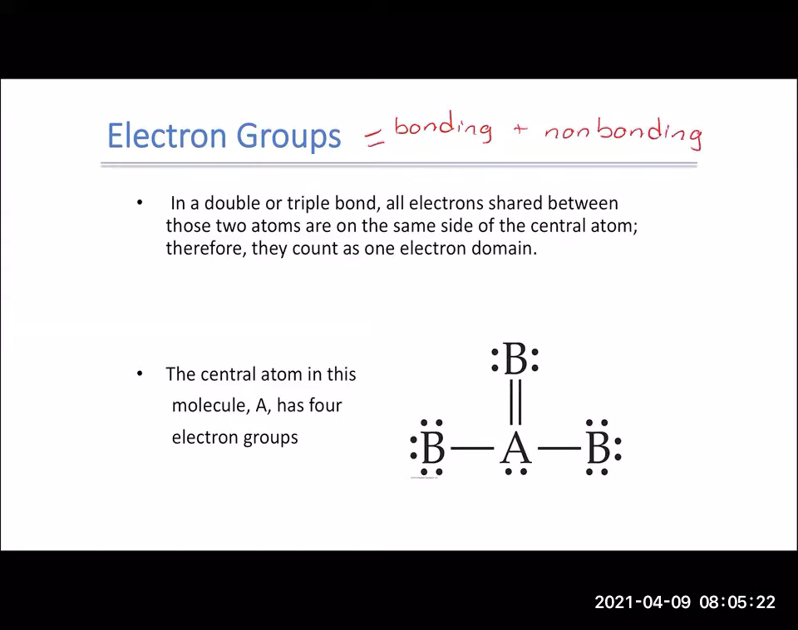If I look at atom A, it is bonded to 1, 2, 3 different atoms. So I have 3 bonding groups. And then there's also a lone pair. That lone pair counts as a non-bonding group. So that means atom A has 4 electron groups around it.